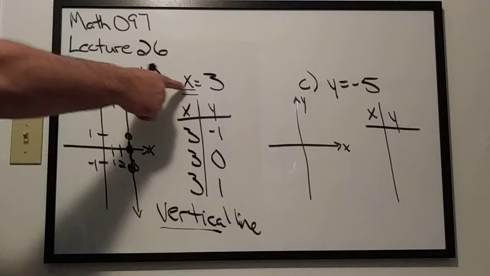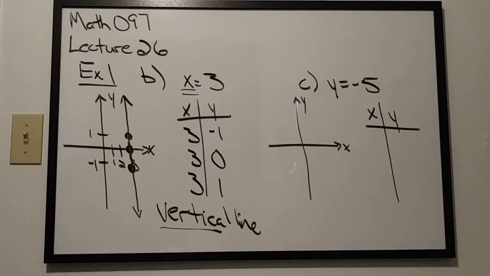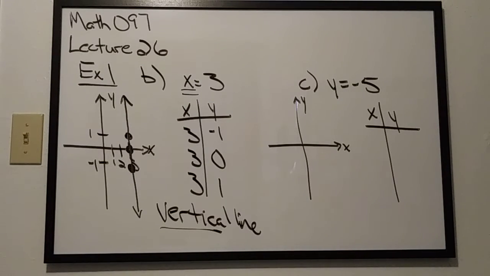Now, in this case, it was x equals 3, so it's the vertical line that crosses through the x-axis at 3. If the equation was x equals 7, we would have the vertical line that crosses through the x-axis at 7. Well, let's look at his friend over here, part C. The equation is y equals -5. Once again, notice that the x is not there, but the y is. So it's again going to be one of those weird kind of lines.